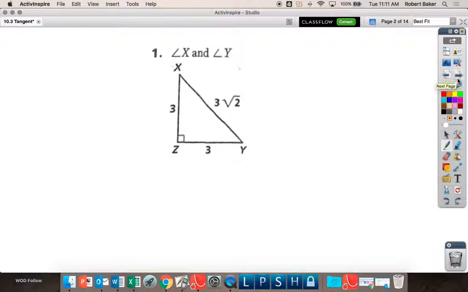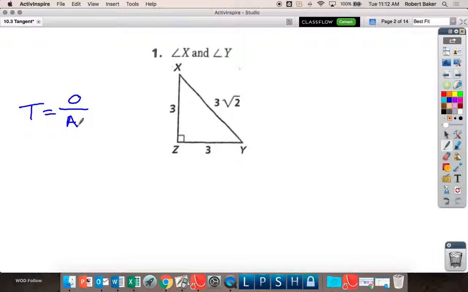Tangent is tripping on apples. Tangent is what? Tripping on apples. Tangent is opposite over adjacent. That is what it is.